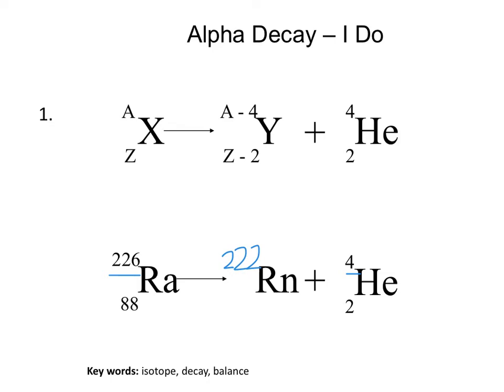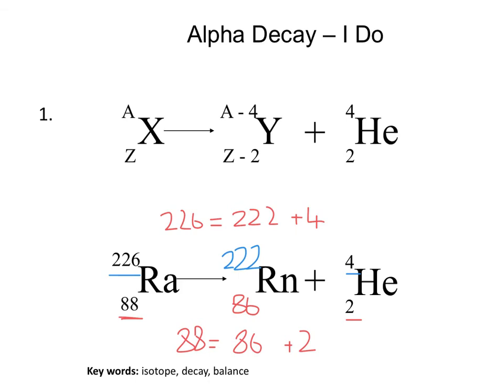Now at the bottom, for the atomic number, this time, this atomic number is going to drop by 2. So something plus 2 equals 88. Now we all know that 86 plus 2 equals 88. So nice and straightforward. So we've got 222 plus 4 is equal to 226. At the bottom we've got 86 plus 2 equals 88. So simple maths. Don't confuse yourself. It is just simple straightforward maths.